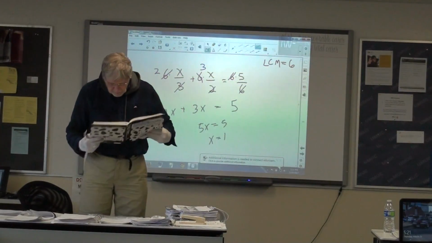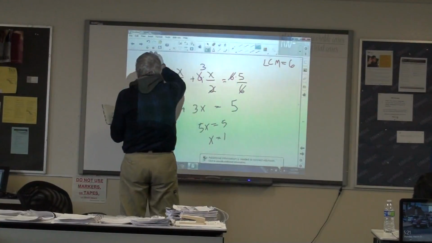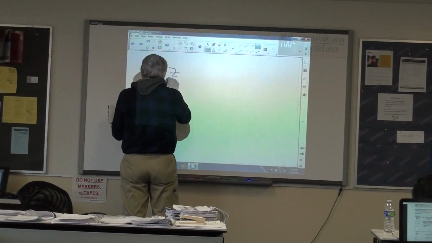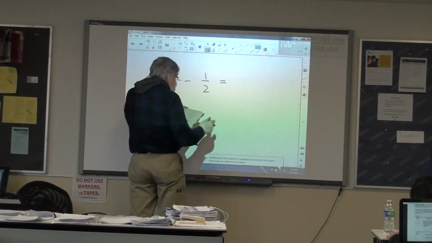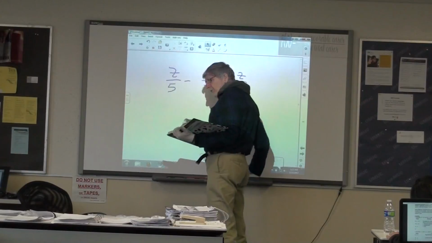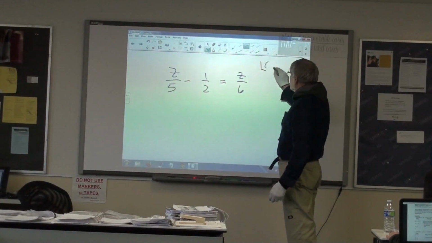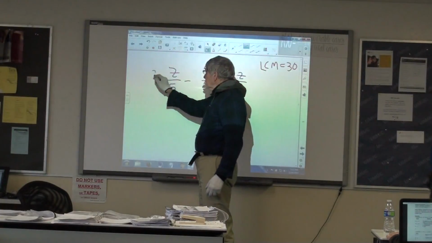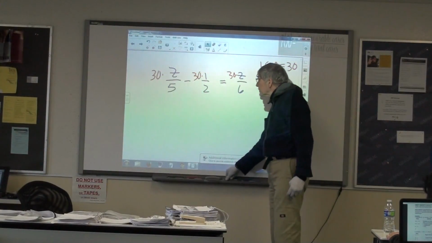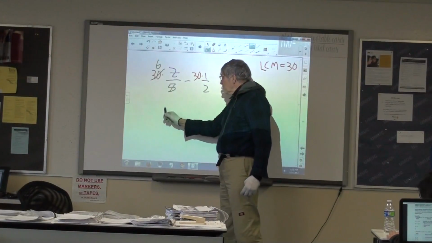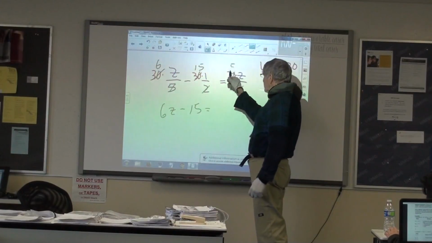And so I'll do one more. Z/5, this is number 50. Z/5 minus 1/2 is equal to Z/6. Okay, so the LCM of our three fractions is, what? The LCM of 5, 2, and 6. 30. So I multiply each term by 30, and I see what kind of reductions we can get. 5 into 30 goes 6 times, we get 6z. 2 into 30 goes 15 times, minus 15. And 6 into 30 goes 5 times, equals 5z.